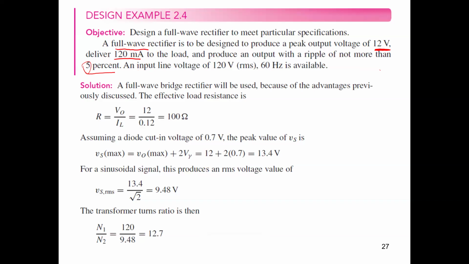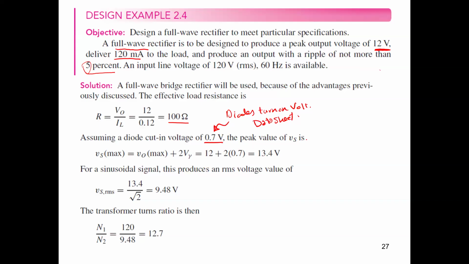Let's start from our load side, guys. So firstly, we know that we need 12 volt and the current is 120 milliamperes. So 12 divided by 0.12 is 100 ohms. So this is the resistance. So we will use this resistance in our sizing. Assume that the diode cut-in volt is 0.7. For sure, it depends on which diode will be selected, and you can get this diode turn-on volt from any diode datasheet.